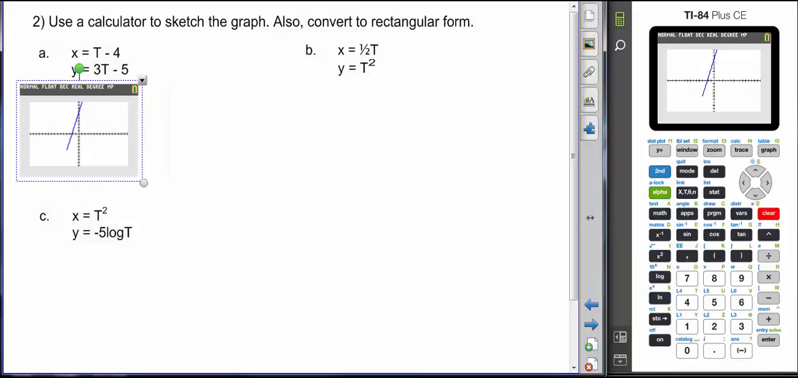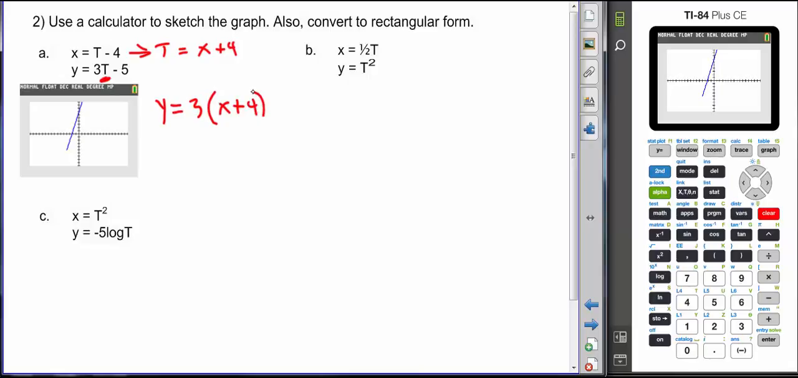All right, so let's convert to rectangular form. We're going to do this the same way we did the last one. We need to solve for t. So I'm going to take that first equation. I know that t is equal to x plus 4. And then I basically just plug that into the y equation. And my rectangular form would be y equals 3 times (x plus 4) minus 5. And that's going to give me the equation y equals 3x plus 12 minus 5.